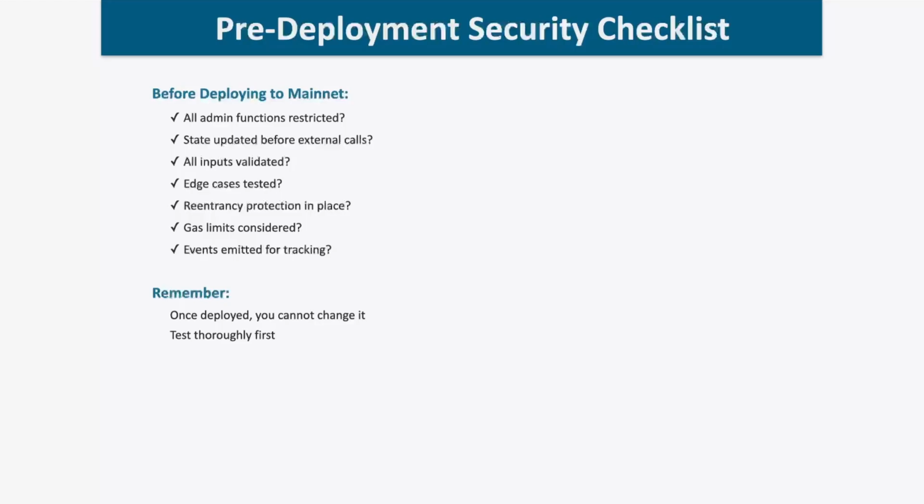Each item addresses a real vulnerability class. Admin restrictions prevent unauthorized access. State updates prevent reentrancy. Input validation prevents logic exploits. And edge case testing prevents boundary bugs. Reentrancy protection prevents recursive calls. Gas awareness prevents out of gas reverts. And events allow for off-chain tracking.